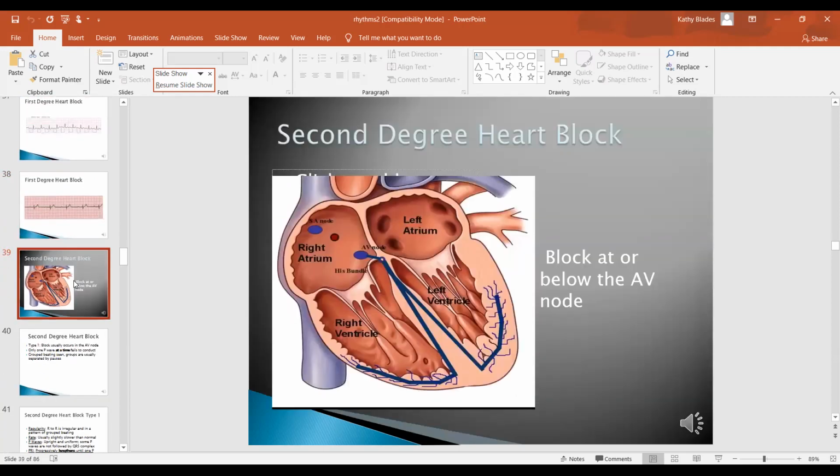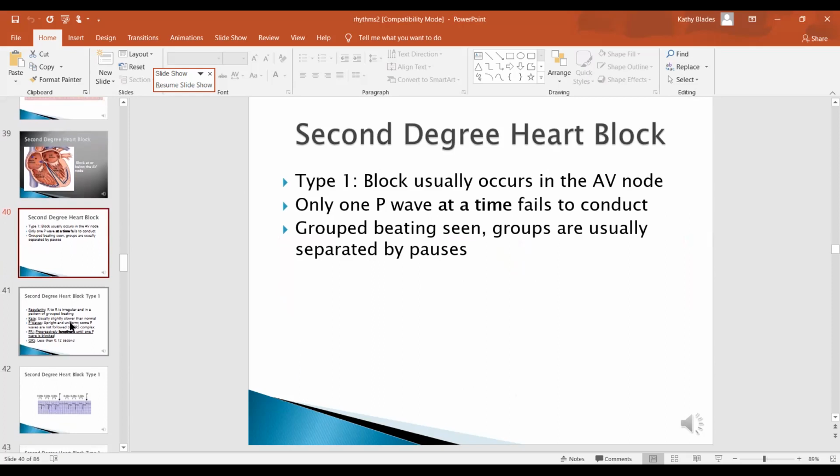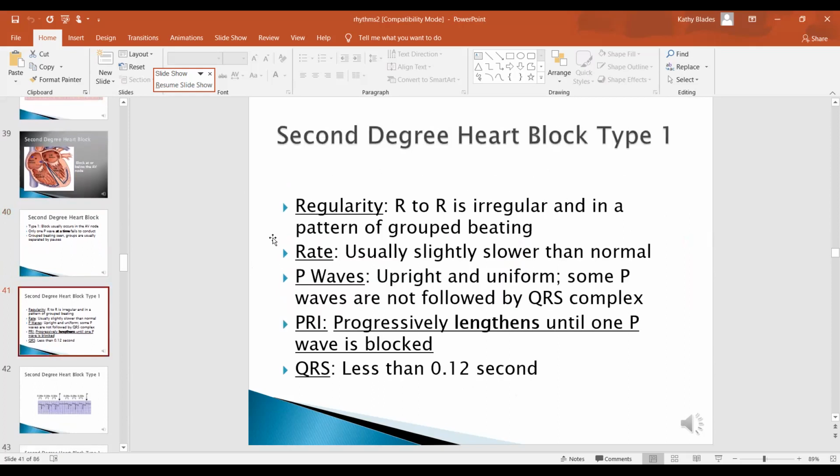All right, so then we have the second degree heart block. The block at or below the AV node. Okay, so your AV node's right here. So the block's going to be here or it's going to be somewhere down here. So in a type 1, the block usually occurs in the AV node. Only one P wave at a time fails to conduct, and it's the grouped beating. Groups are usually separated by pauses.